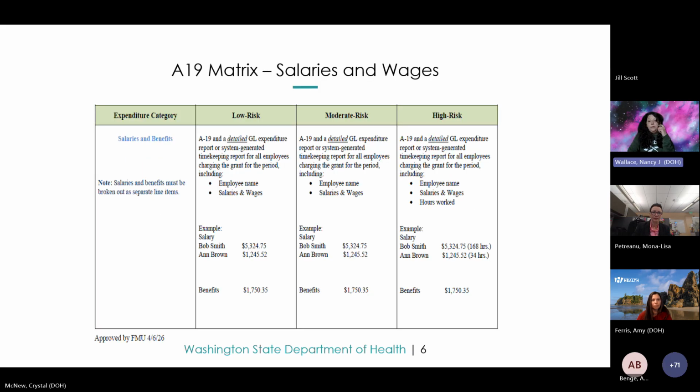For salaries and benefits for LHJs, this represents the bulk of the expenses that you charge to DOH. The A19 must clearly demonstrate the staff person and the amount charged to the period. Benefits should be broken out as a separate line item. If an agency is high risk, they must also include the number of hours being charged in the A19. We updated the requirement for agencies that have electronic timekeeping systems to offer more flexibility to meet the requirement, and will accept an electronic system generated report. Next slide, please.